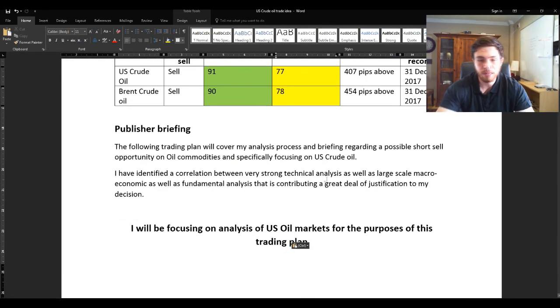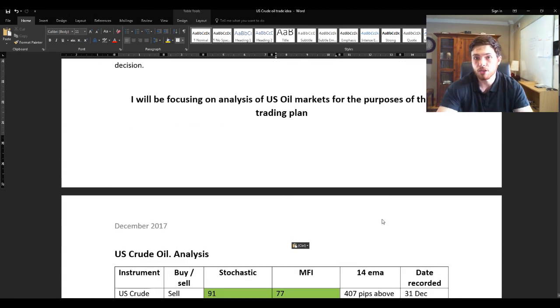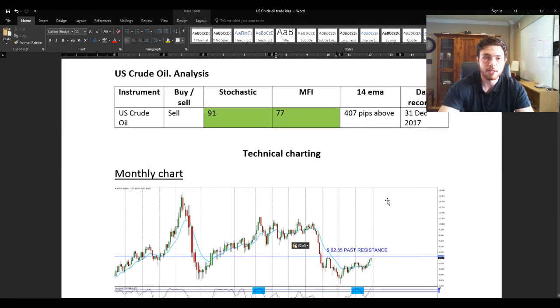Okay, in terms of the publisher briefing, what I basically said is the following trading plan will cover my analysis process and briefing regarding a possible short sell opportunity on oil commodities, specifically focusing on US crude oil. I've identified a correlation between strong technical analysis as well as large-scale macroeconomic and fundamental analysis that is contributing a great deal of justification to my decision. So my decision obviously is to short US crude.